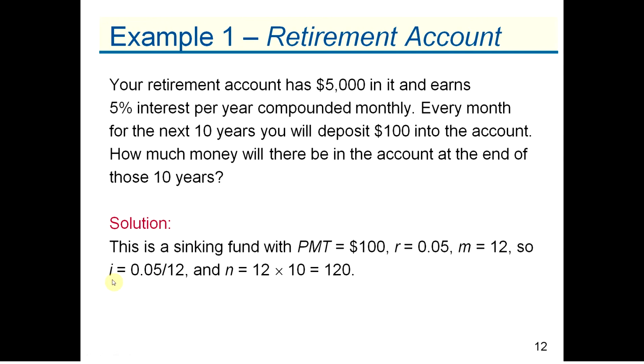And I've got I is going to be my R over my M. So that's 0.05 divided by 12. And I would just leave it like this. You can calculate it out, but I would carry 4 decimal places just to make sure that it doesn't have any rounding error at the end if you want to convert this over to a decimal first. And then my N is going to be MT, which gives me 120.